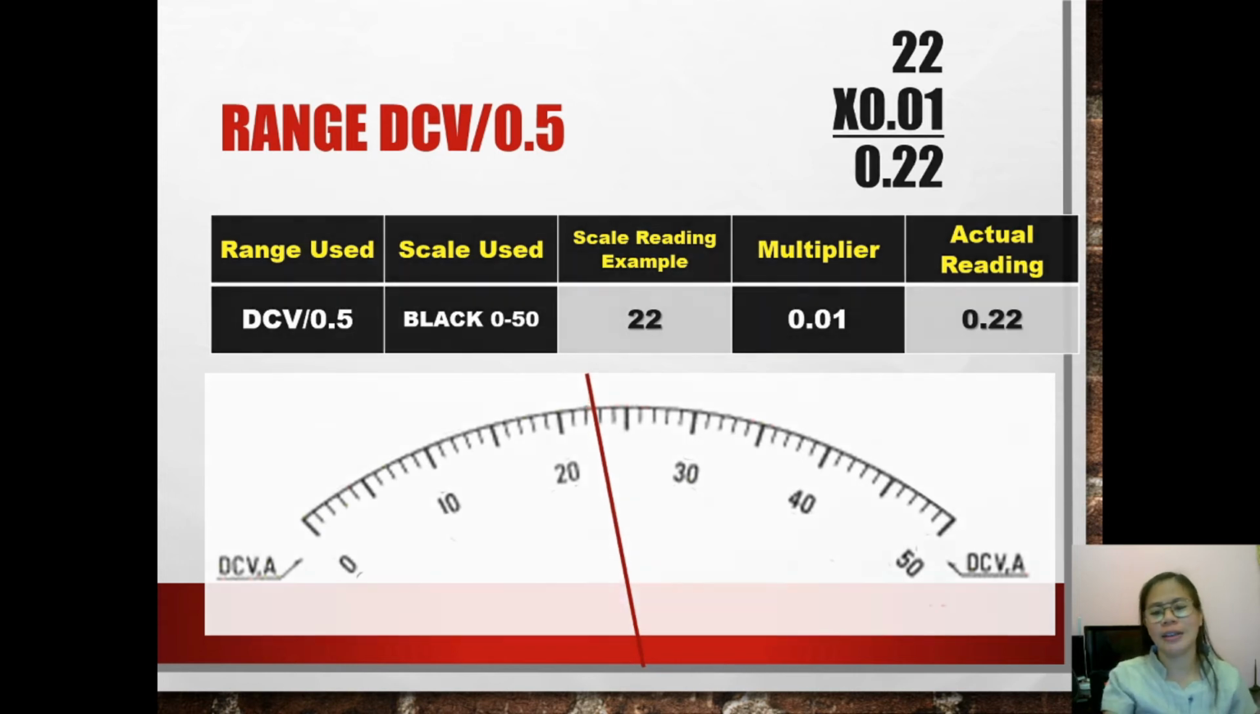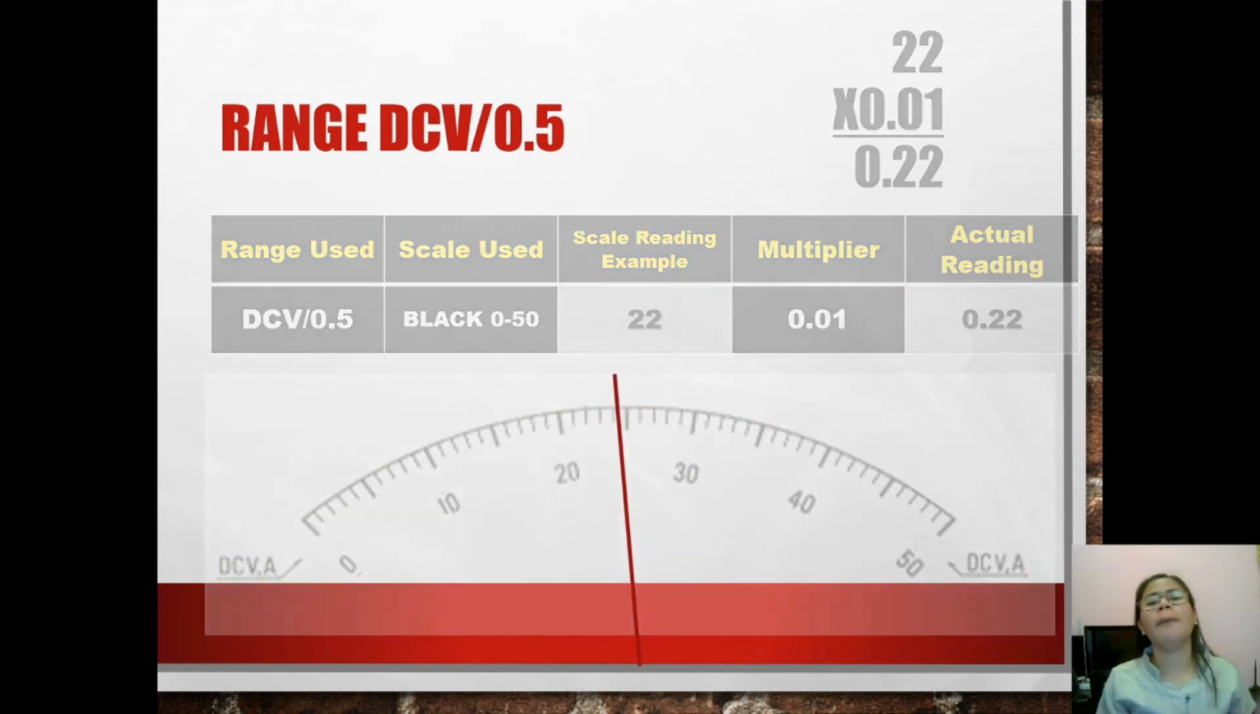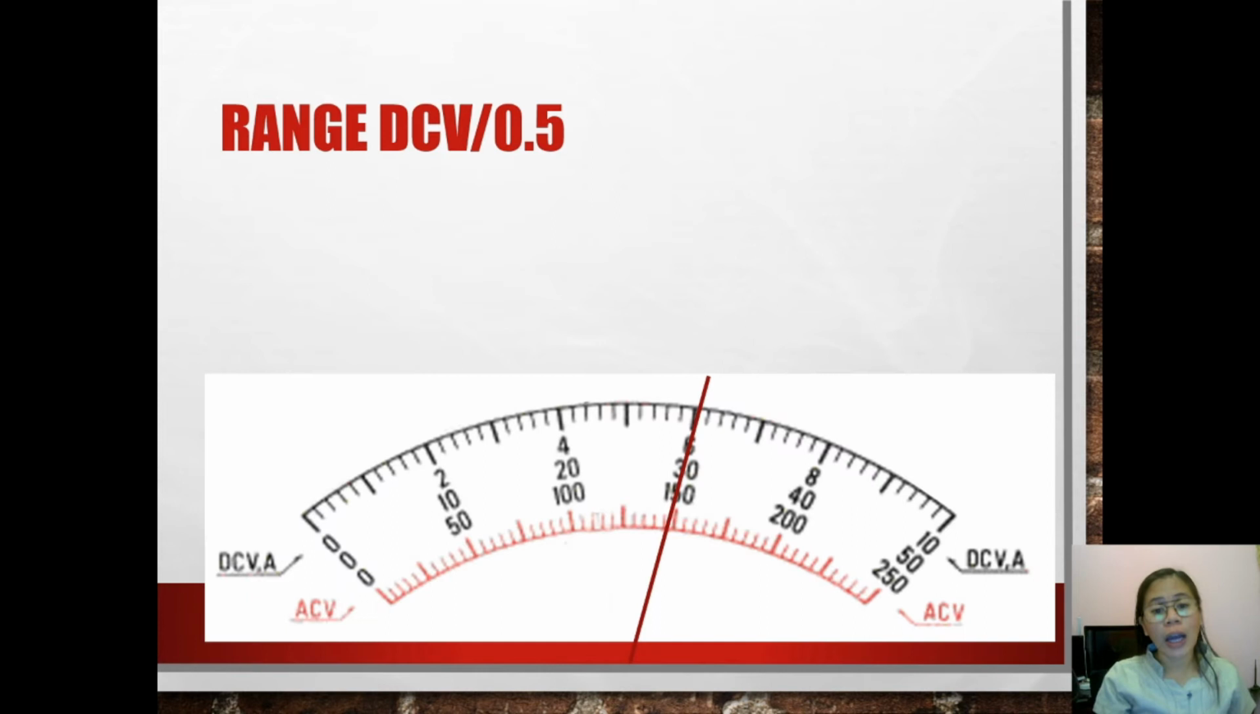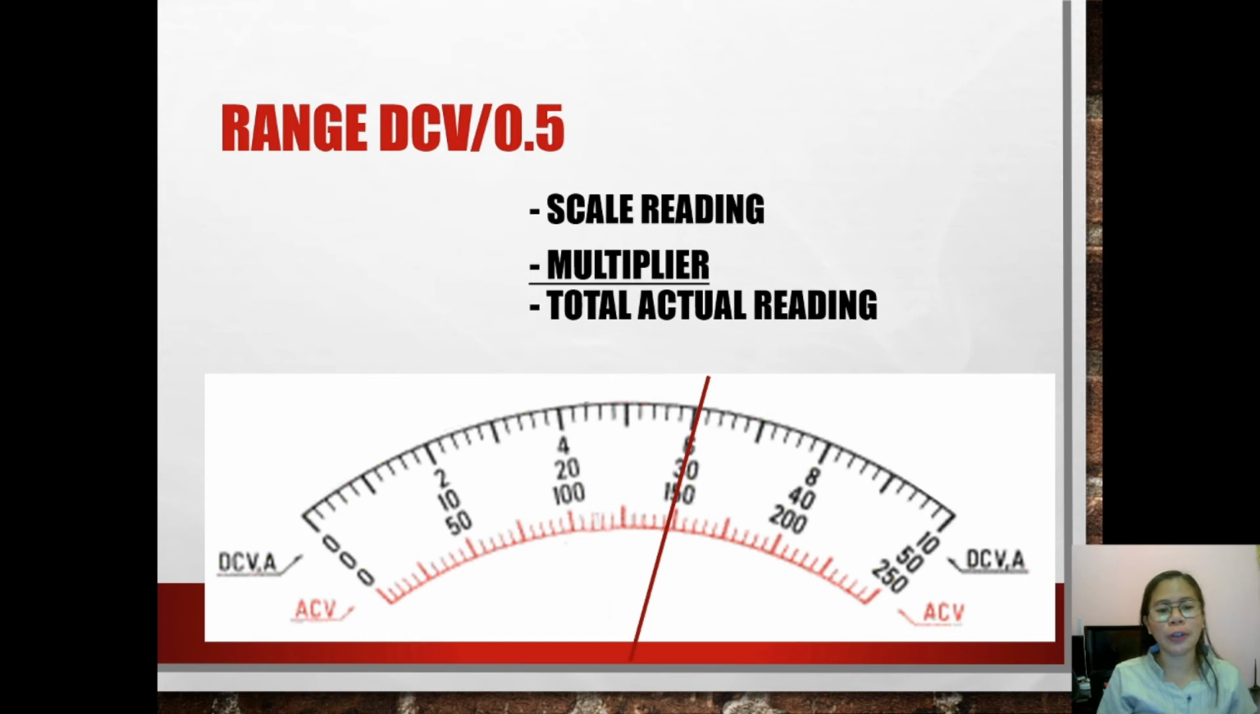Okay, let's have an example. If our pointer fluctuates in this area of the scale, what is the scale reading? What is the scale you are going to use? Is it 0 to 10, 0 to 250, or 0 to 50? Okay, so we are going to use the scale of 0 to 50. Not 250, but 0 to 50. What do you think is the scale reading?